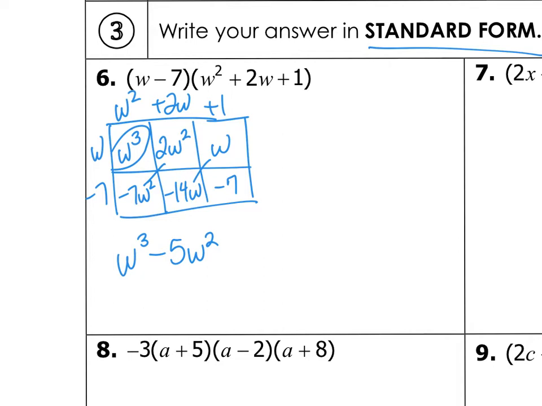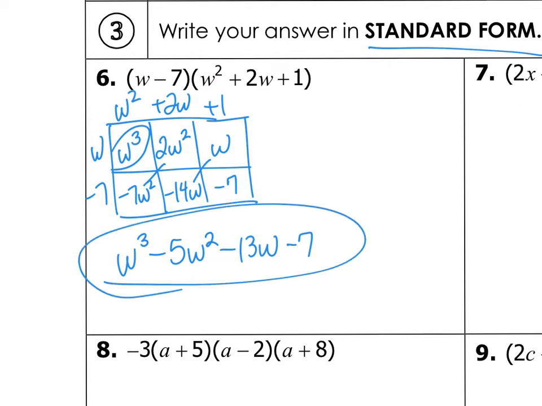Then I've got the w's. Negative 14 plus 1 is negative 13w. And then I'm going to write down the minus 7 because it's the only one of those. And so here is my final answer. W to the third minus 5w squared minus 13w minus 7. I cannot put anything else together because none of these have the same exponents anymore. And I've gotten it in standard form because I have the highest exponent first all the way down to the constant term.